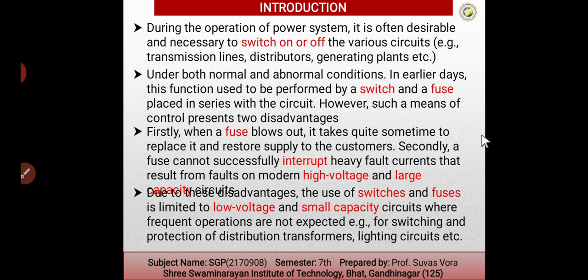So due to these disadvantages, the usage of the switch and the fuse is limited to low power, low voltage and small capacity circuits where frequent operations do not exist. For example, switching and protection of the distribution transformer and the light circuit will use them.